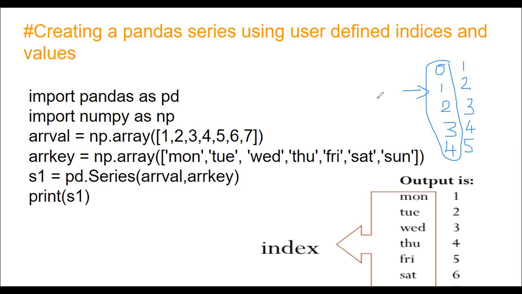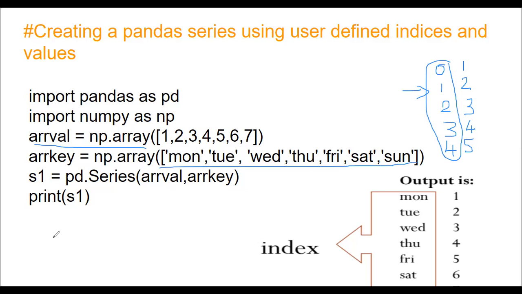We are going to see the first way using the array. Import pandas as pd, import numpy as np. Now the same thing using the array we are passing. We didn't store it in any variable, directly the list of values we have given. And here arr_key is equal to np.array, again a list of values I have given over here.